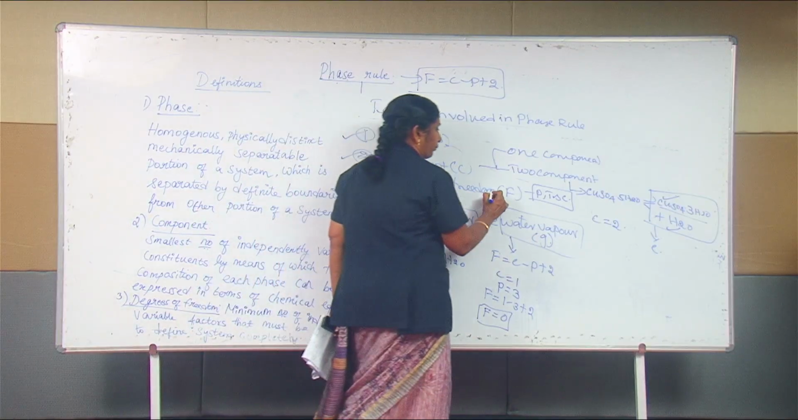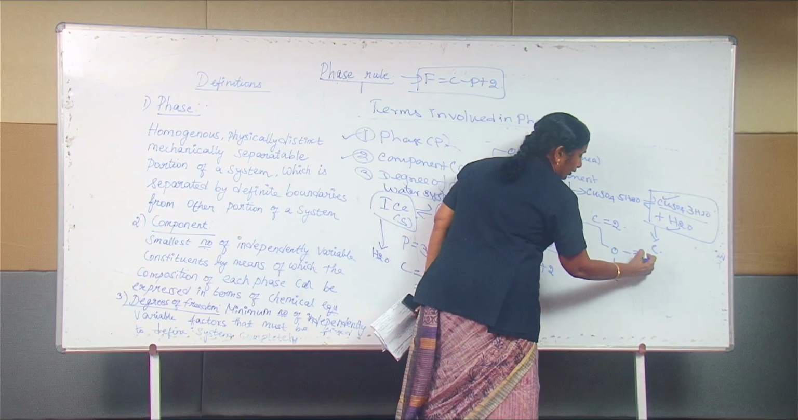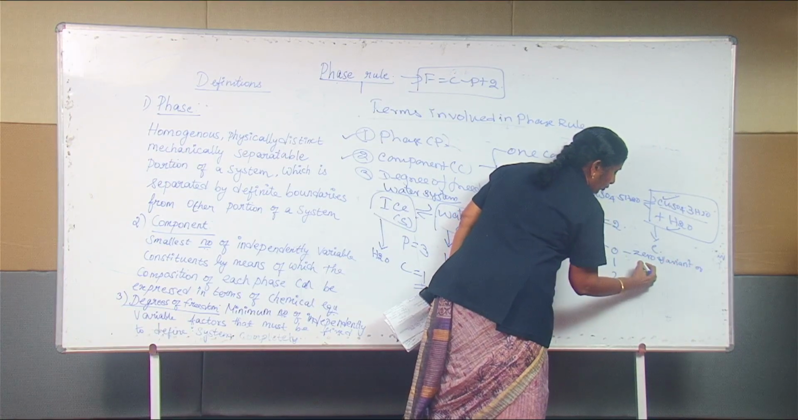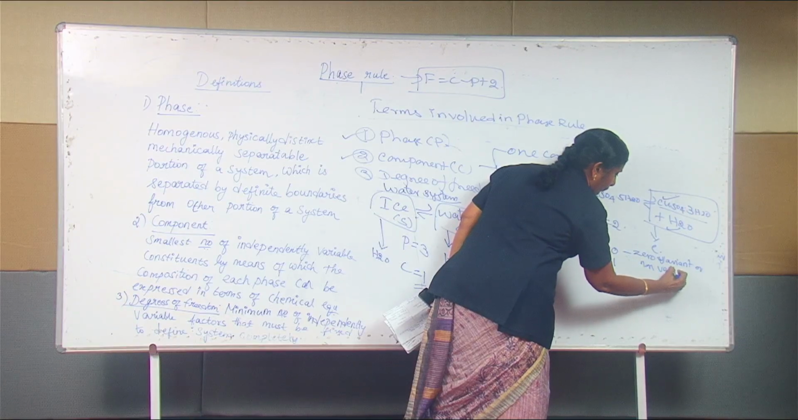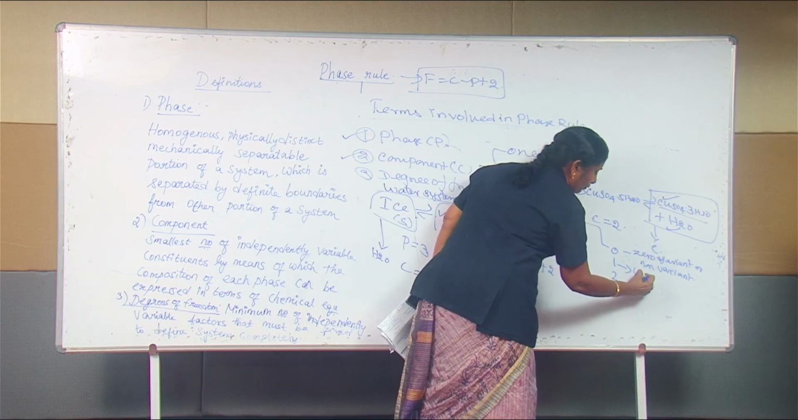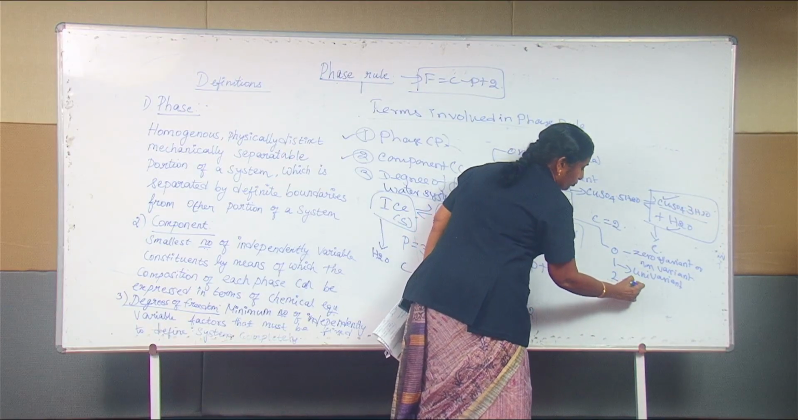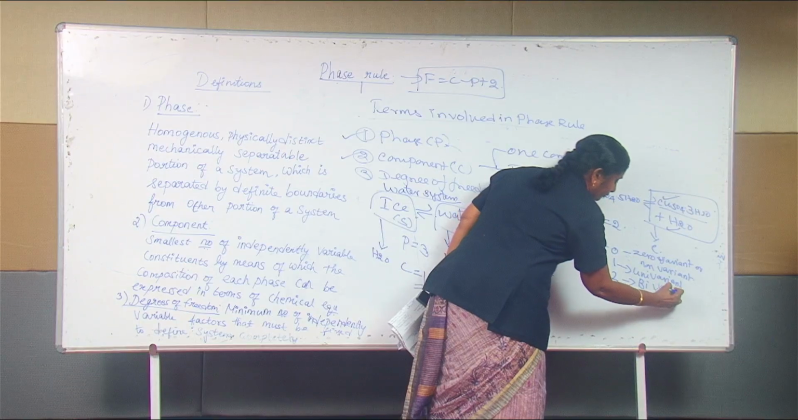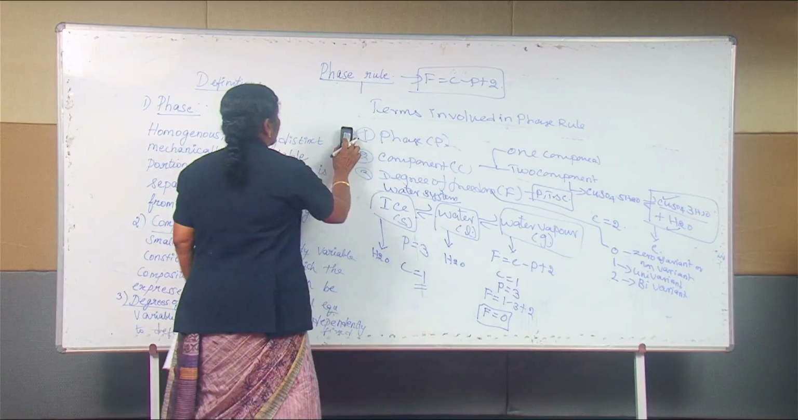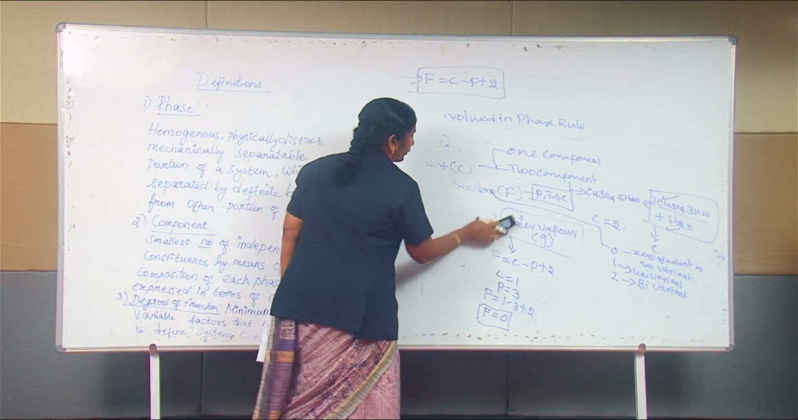The degree of freedom may be 0, 1 and then 2. 0 is called zero variant or non-variant. The degree of freedom equal to 1 means that is univariant. And then another one, a degree of freedom equal to 2 means that is called bivariant. Okay, that's all. Next we'll discuss the phase diagram for one component system.